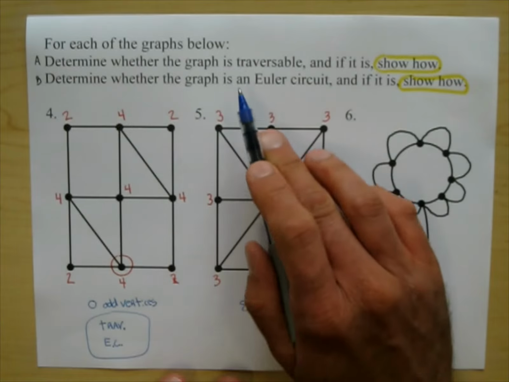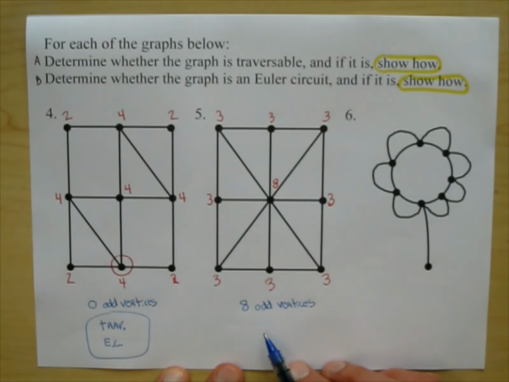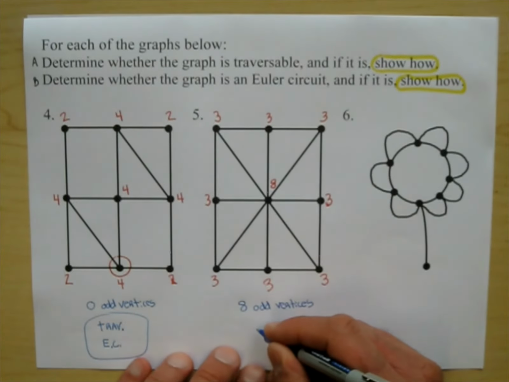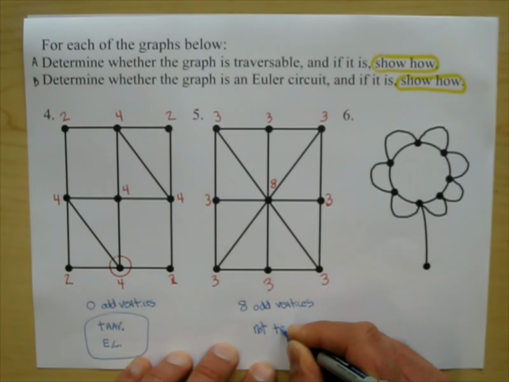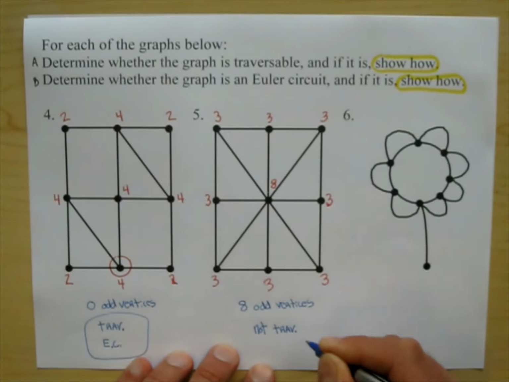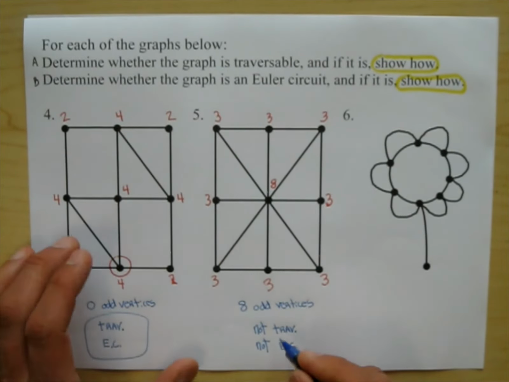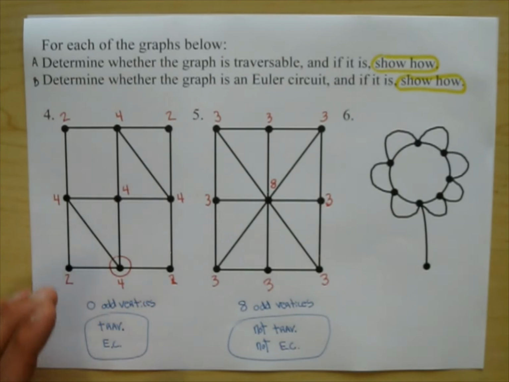So what does that mean? Is it traversable? The answer is no. Is it an Euler circuit? The answer is no. So this is not traversable and not an Euler circuit. And so that completes problem number 5.